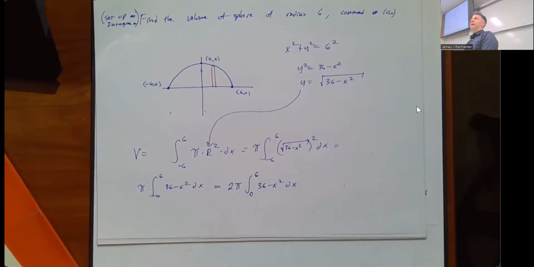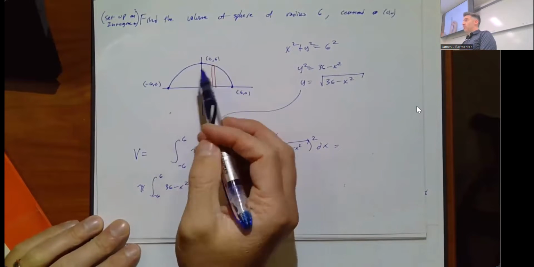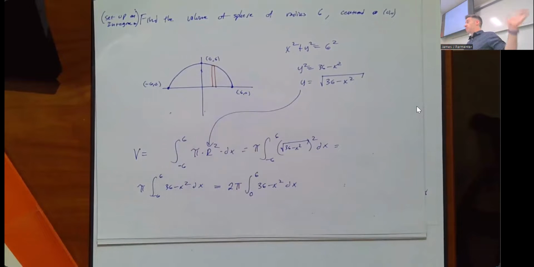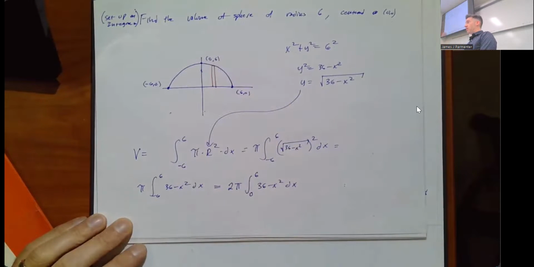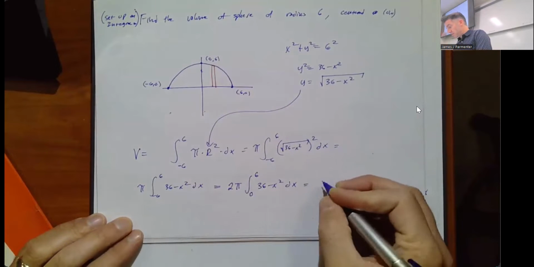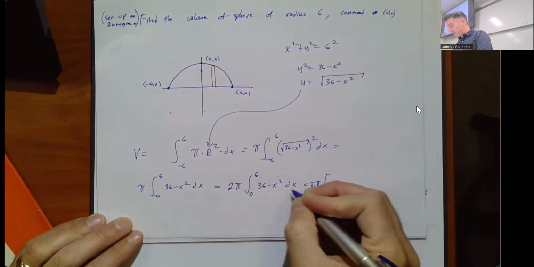Why am I allowed to do that? Right, those would be the words I would use, but you're totally right. It's an even function, right? It has symmetry across the y-axis. Same idea, literally the same idea. So since it's an even function, we can totally cut it in half and then double it to get the same thing. So then we have 2 pi integrating 36.